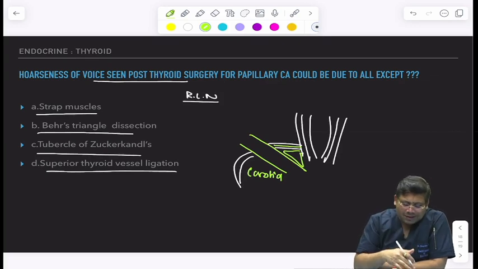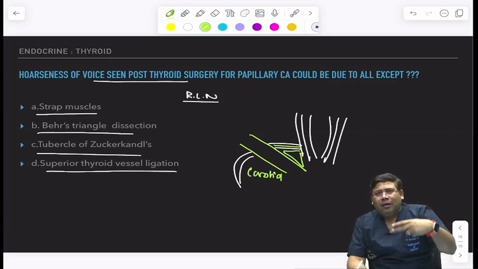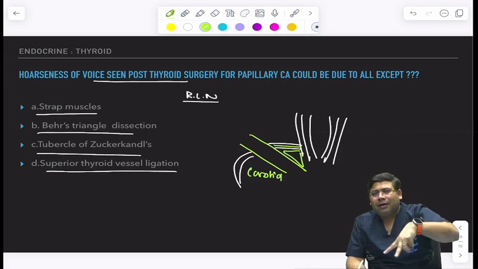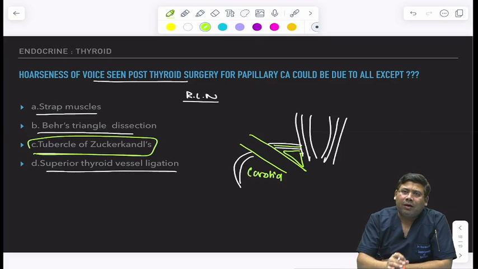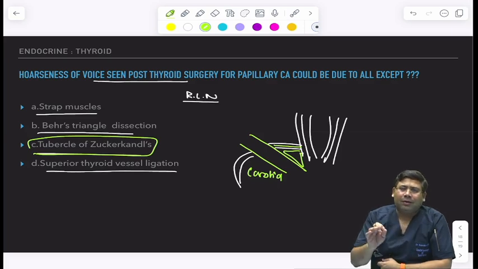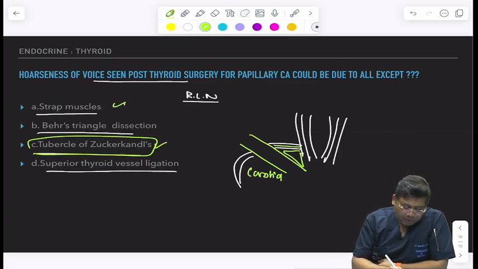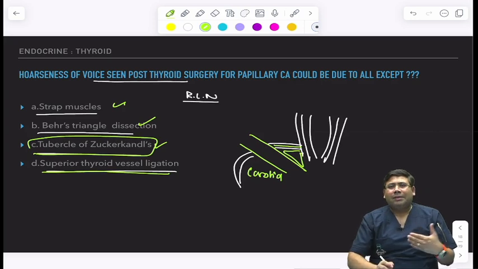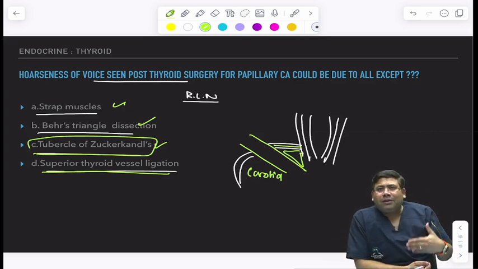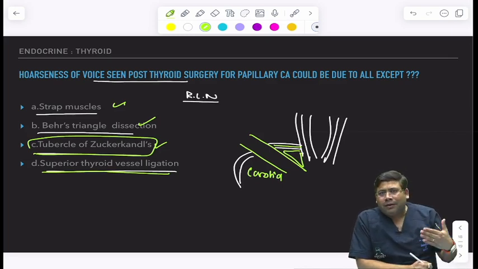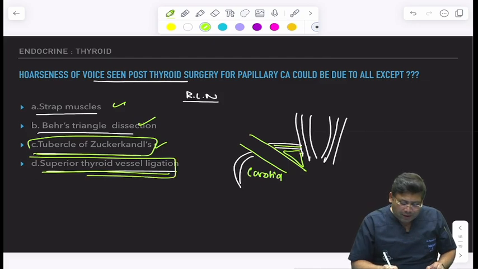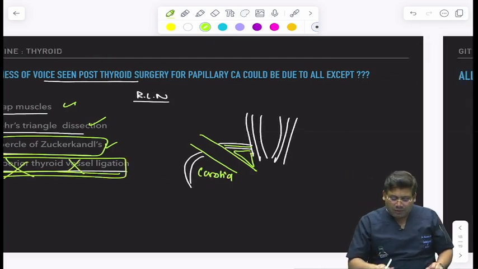I am not going to discuss them here, but the Bier's triangle is a triangle where, if you dissect, recurrent laryngeal nerve injury can be seen. Tubercle of Zuckerkandl is the most posterolateral part, where if you don't locate the recurrent laryngeal nerve, it means it is not there or you have already injured it. But the superior thyroid pedicle is associated with the external laryngeal nerve, and it is not associated with recurrent laryngeal nerve injury. So it will not be seen in this case. Yes or no? Let us move forward.